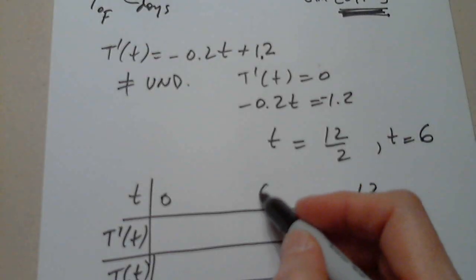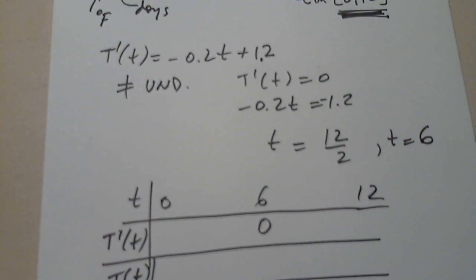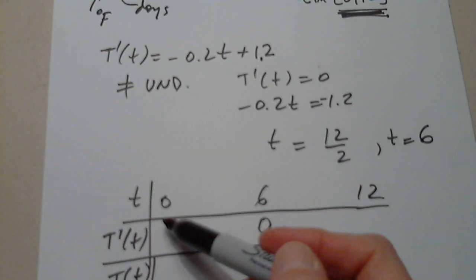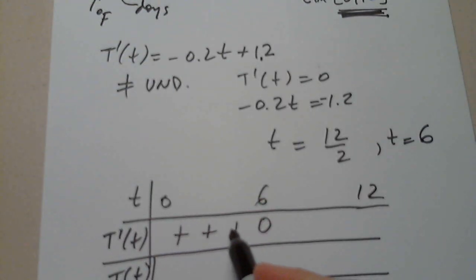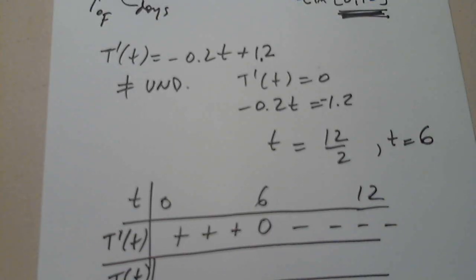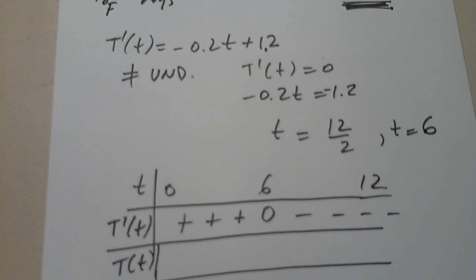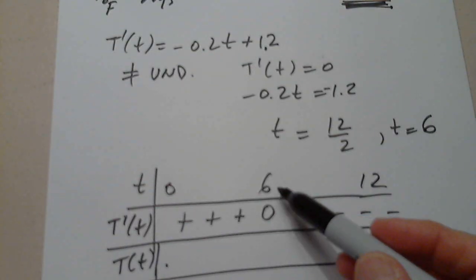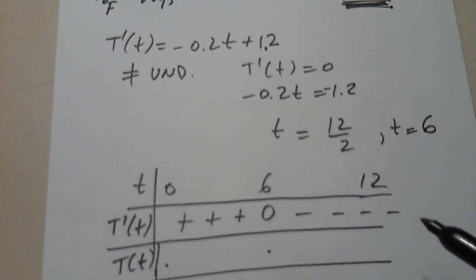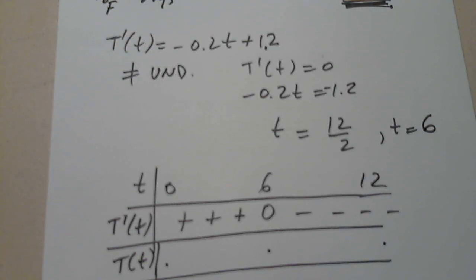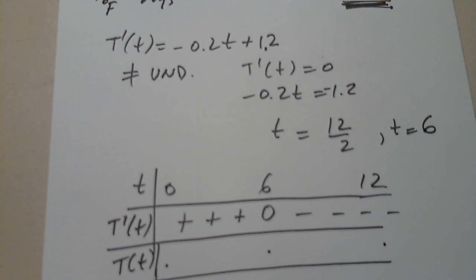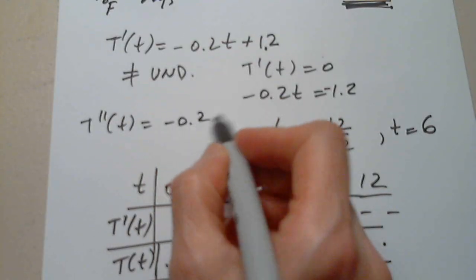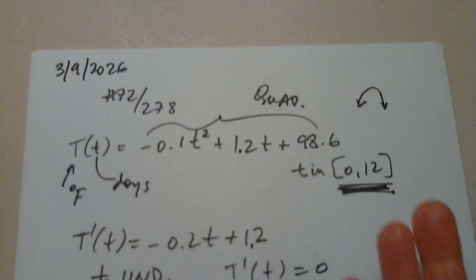So I have 6 here, and I know that the first derivative is 0. I study the sign of the first derivative. When I plug in 0, it's obviously positive, and on the other side it will be negative. Now all I need to do is plug 0 into the original function and get a number here, plug in 6 and get a number here, and so on. If I want to calculate the second derivative, it is negative 0.2, and it makes sense.